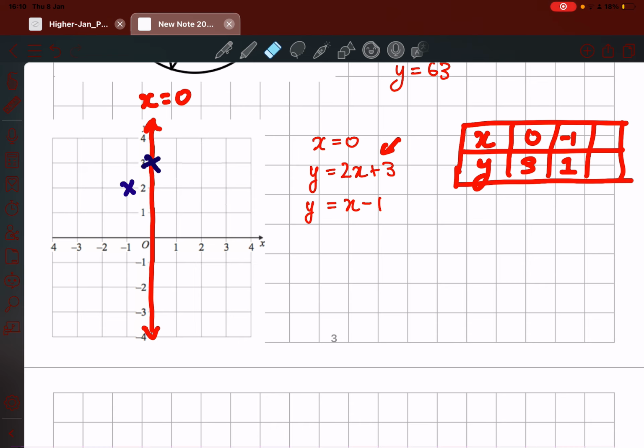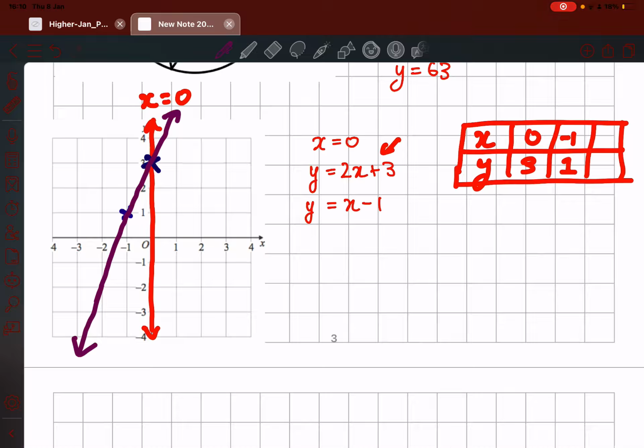Wait, did I make a mistake? If I plug in... No, that's not supposed to be there, is it? I made a mistake somewhere. Yeah, it's -1, 1, isn't it? Yeah, -1, 1. That's down there. Yep. That's our graph. Make sure you do this with a ruler.